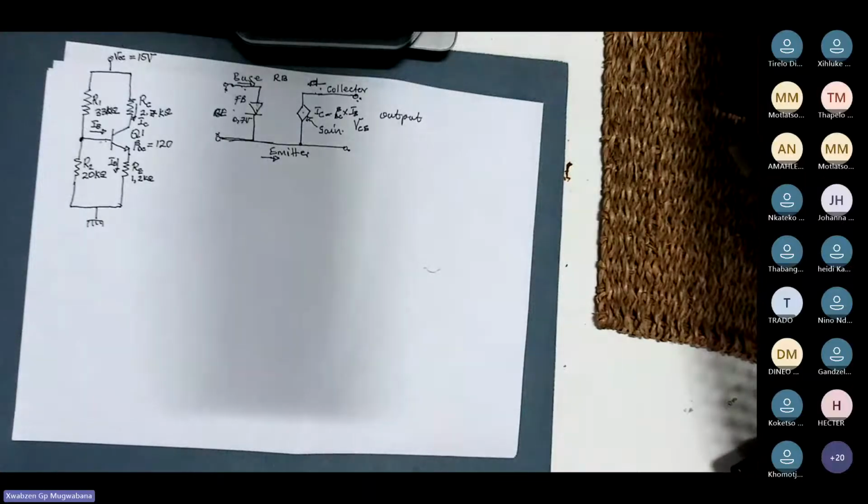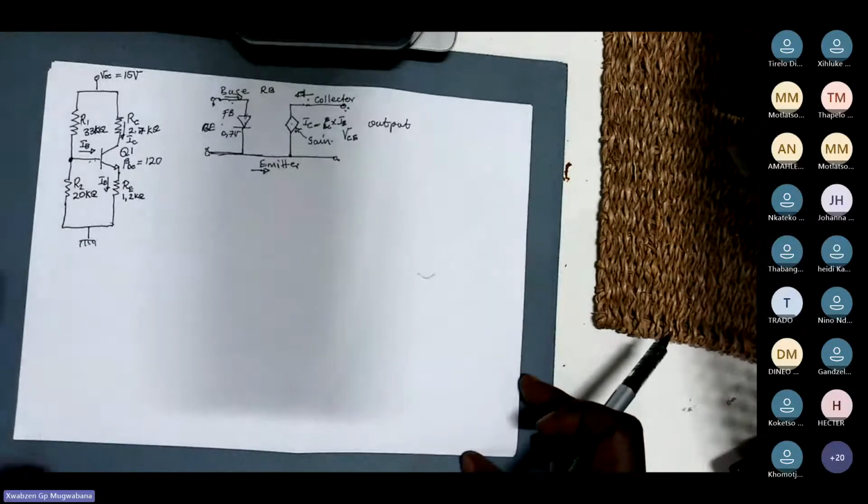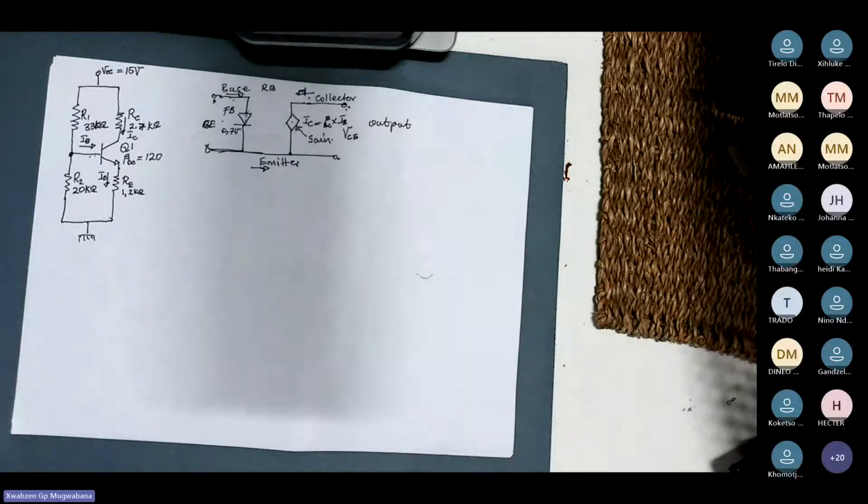Now, I hope you have got your calculators, and please give me the correct values, not like last time whereby you were giving me wrong values. I don't know how you punch it into your calculators.